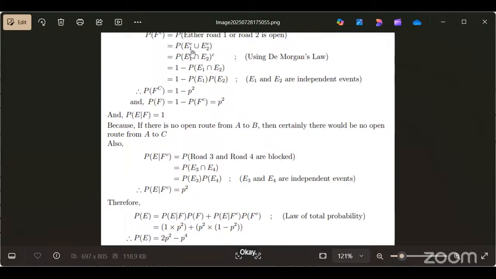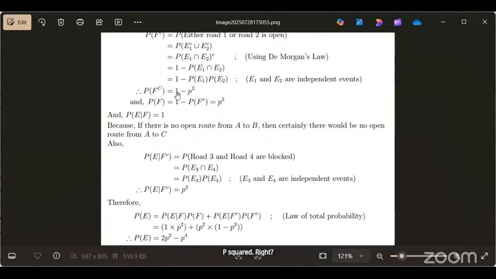Now, E1 complement union E2 complement will be E1 intersection E2 whole complement. This whole complement will be equal to 1 minus the probability of E1 intersection E2. Now, E1 and E2 are independent, so this will be 1 minus probability of E1 times probability of E2. So now the probability of F complement will be 1 minus P square.